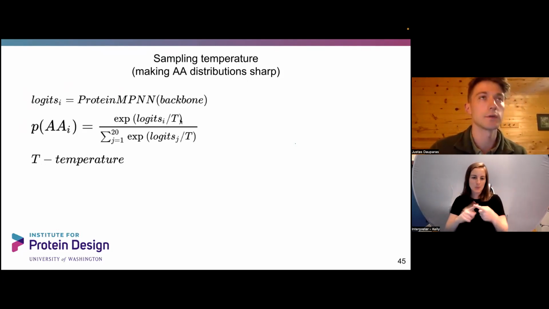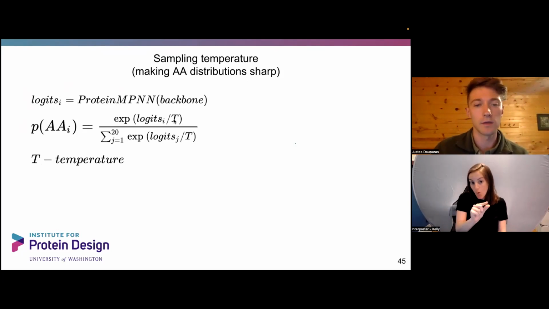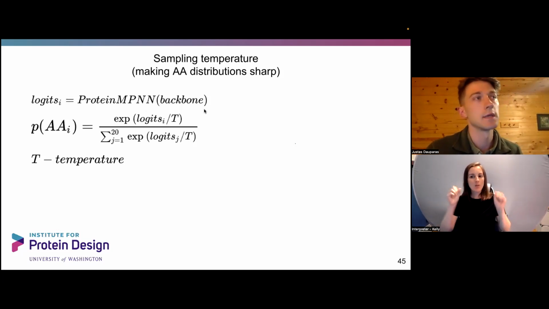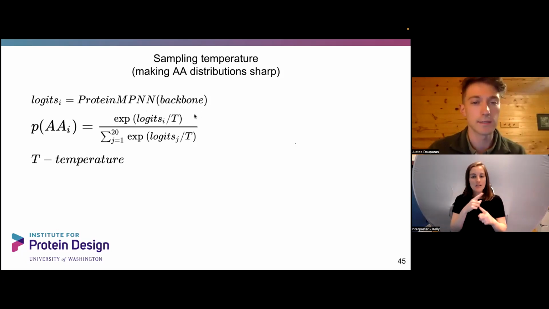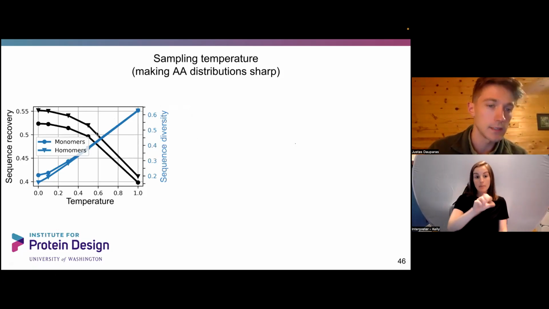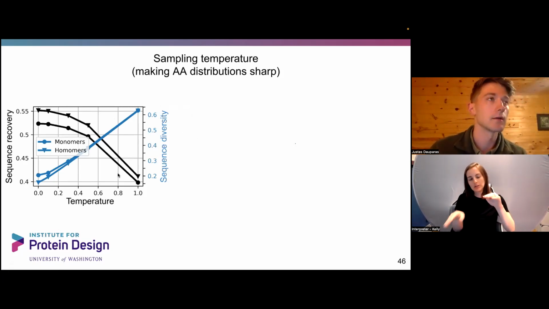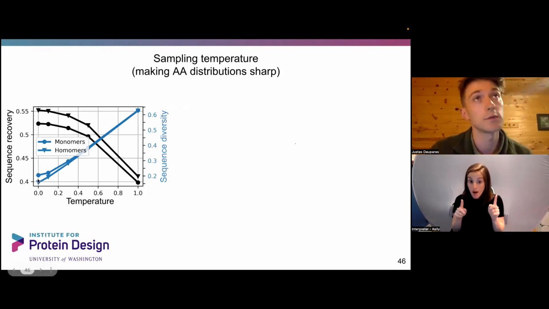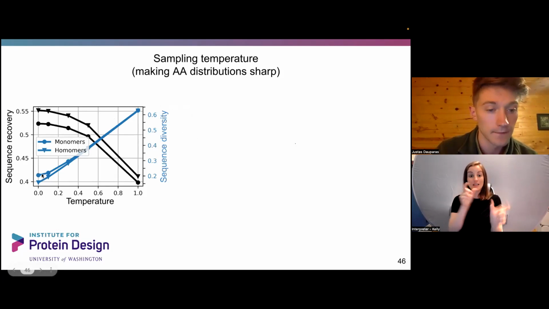Making the temperature small makes the distribution very sharp, and if we increase the temperature, we make it almost uniform. At training time, the temperature is set to 1. So we can produce higher probability sequences, probably by getting some bias, by reducing this temperature. I'll show how this temperature affects different things. For example, sequence recovery as a function of the temperature is slowly decreasing for these monomers and homomers, so we're sampling less and less matching sequences to the input. But the sequence diversity, if we try to design multiple sequences and see how similar the sequences are, is increasing.